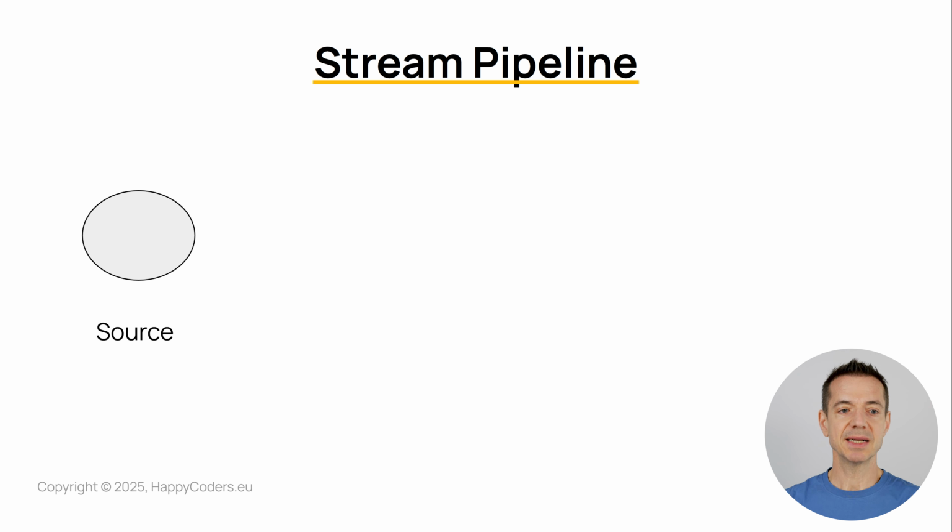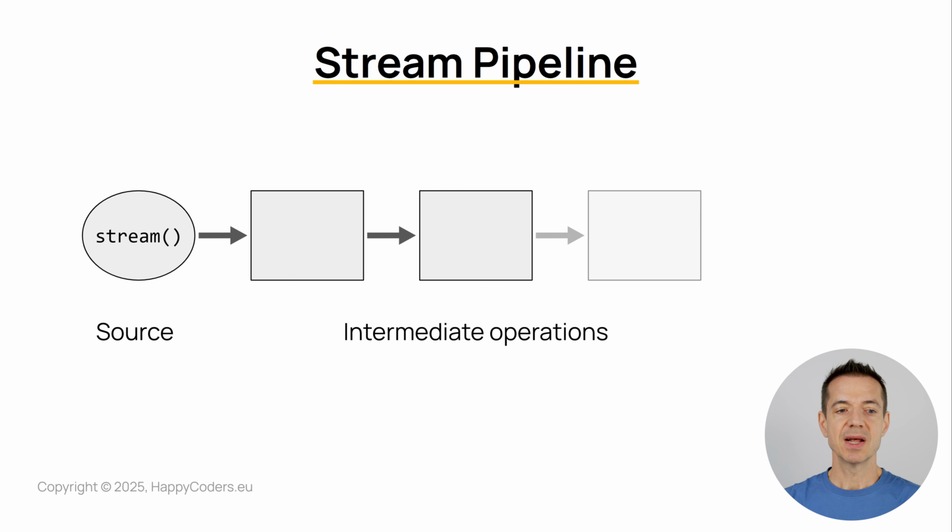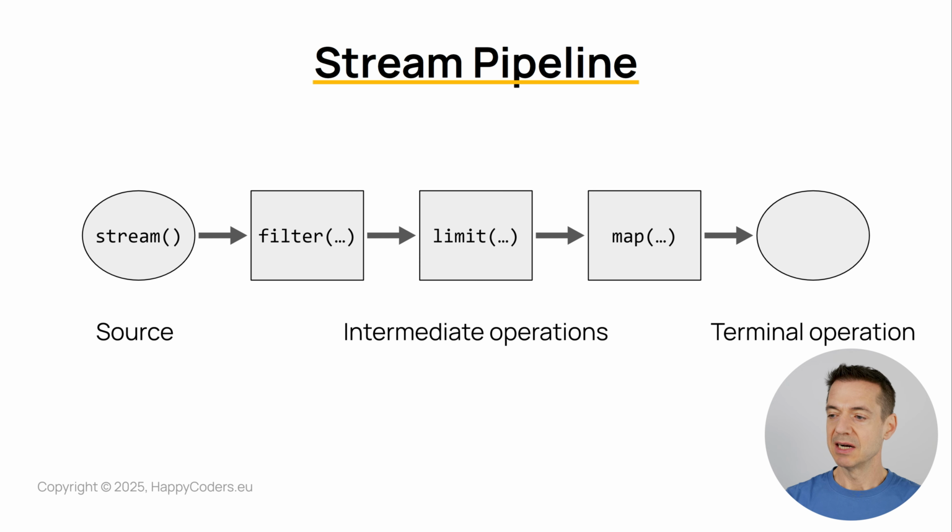A stream pipeline starts with a source which creates a stream from a data structure, for example, the stream method of a collection. Then we have, optionally, intermediate operations that transform the stream and its elements, such as filter, limit, map. And finally, we have a terminal operation which collects the elements of the stream, for example, with toList into a list. Now let's take a look at a concrete example.